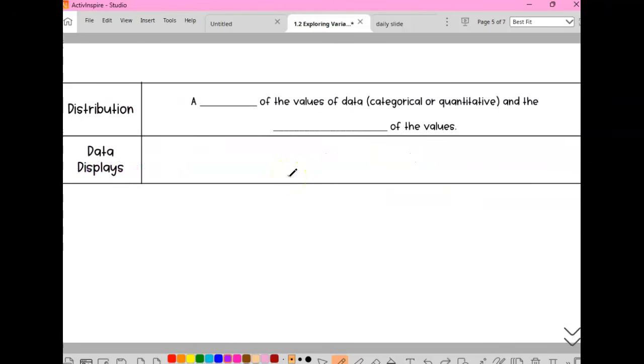Okay, the next vocab word is distribution. What is a distribution? It's a description of values. So this word, we're going to see it more tomorrow, and the rest of the stats unit is that word distribution. So I just want to show it to you now, okay? It's a description of the values of data, so either categorical or quantitative, either one, and the frequency.